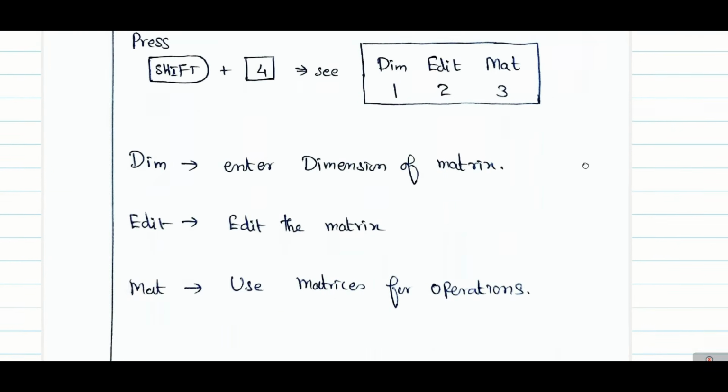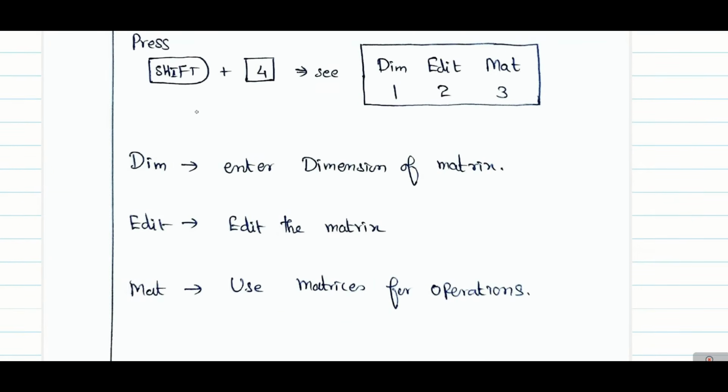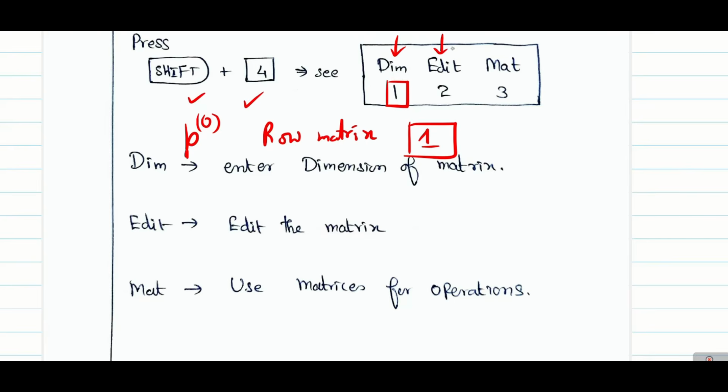So now first press shift plus 4. When you press shift plus 4, you can see dim, edit, matrix. First of all, we have to enter the dimension. So P0 matrix or P1 or P2, P3, etc. are all going to be a row matrix. So we'll be having only one row, only the columns are going to change. So dim is to enter the dimension. If you want to edit this, we use edit. Then if you want to enter the matrix operation, we use the matrix option.